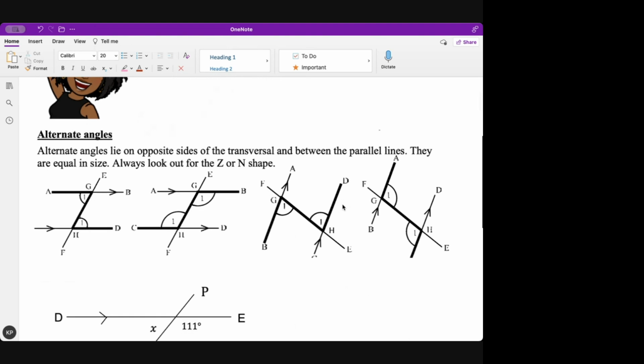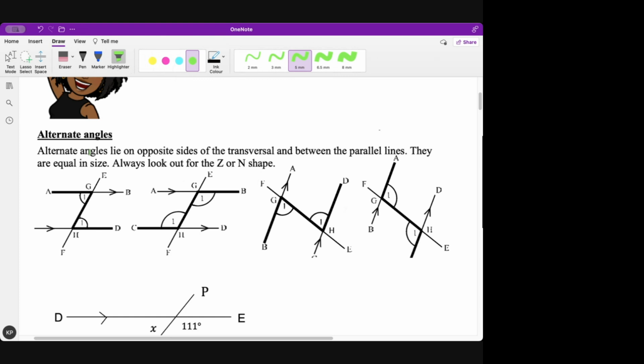Remember, alternate angles, we say, lie on the opposite sides of the transversal and between parallel lines. Now, we spoke about what a transversal is, and that is the line that goes through both parallel lines. Okay. So, in other words, there we go. This line, FE, this one, is my transversal, and my alternate angles are on either side of that transversal line.